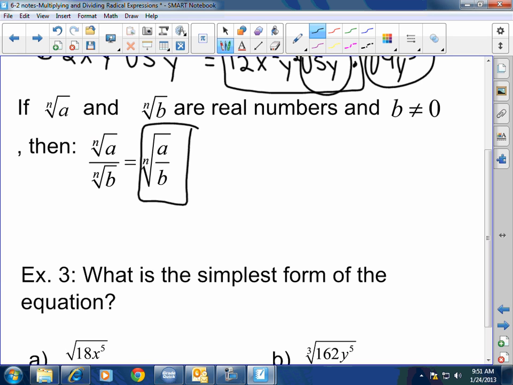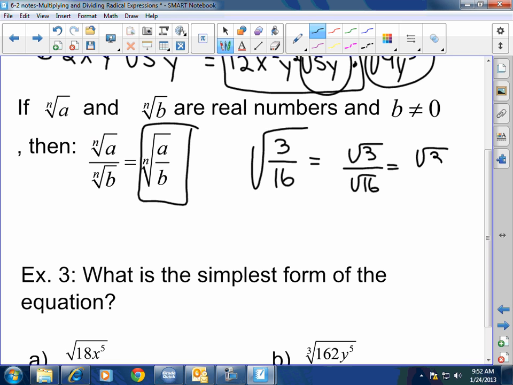Why is that important? Because sometimes I'll give you something like the square root of 3/16. A lot of people will give up. They'll go, oh, but look, 3/16, how did you get that? You forgot one key. This is the square root of 3 over the square root of 16. So this answer is the square root of 3 over 4.